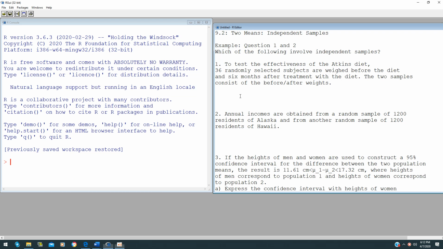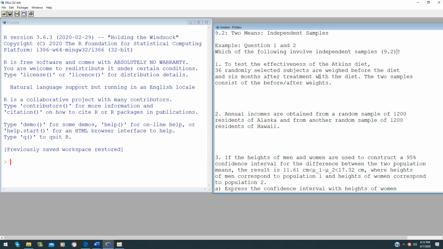This is for 9.2 statistics, two mean for independent samples. The first two questions are asking us whether the following involve independent samples or not. The reason why you need to know this is because in 9.2 we are doing what we call independent samples. In 9.3 we will study matched pair or dependent samples.